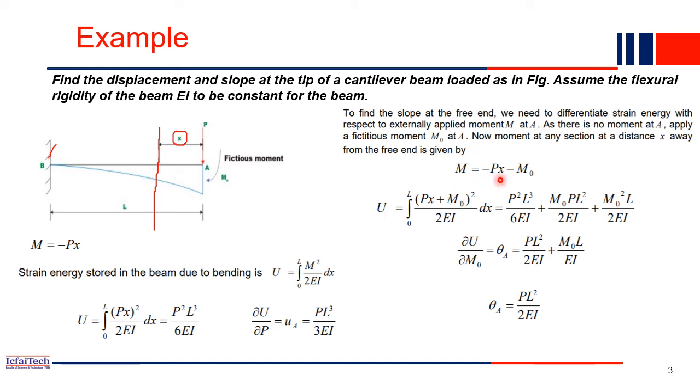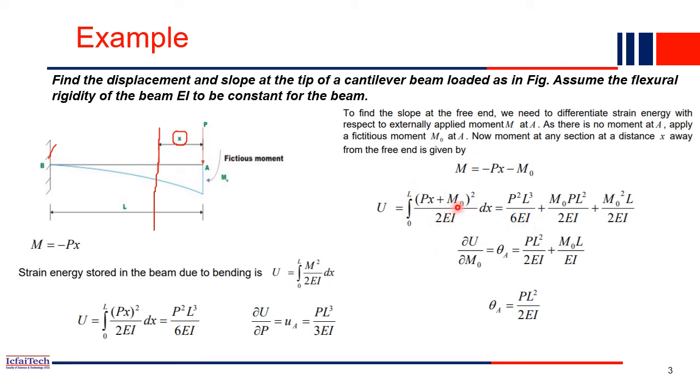The moment at distance x will be minus Px because of the load P times the distance, and again we applied an imaginary moment, M naught. So it is minus Px minus M naught. This is now our moment at a distance x. And now the total strain energy will be the integration from 0 to L. The expression is the same, M square by 2EI dx, where M is this entire part, so this entire part squared by 2EI.